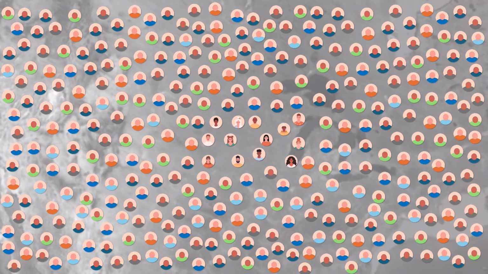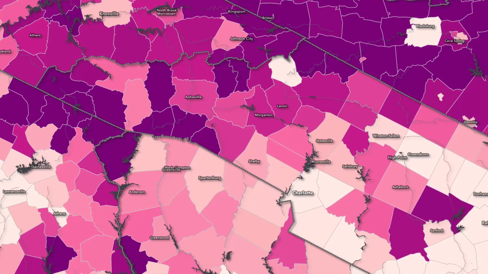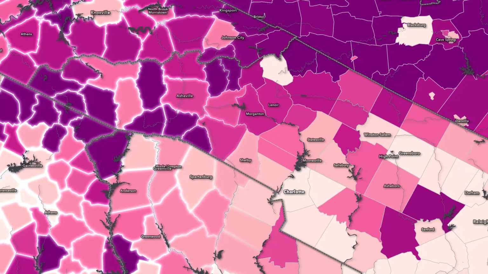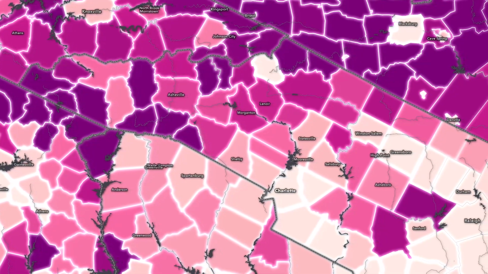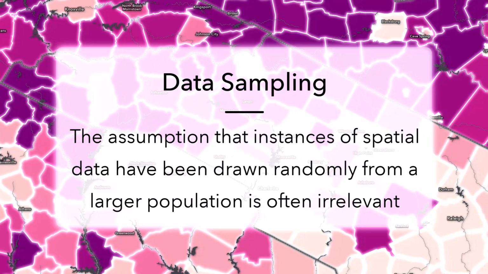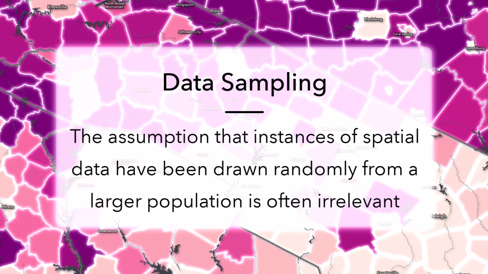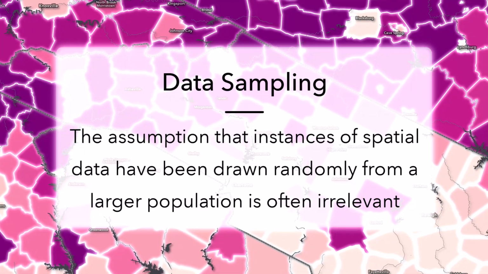But in many spatial applications, including the asbestos example, there is no question of reasoning from a sample to a larger population. Instead, every county has been analyzed. The assumption that instances of spatial data have been drawn randomly and independently from a larger population is often irrelevant. Another reason why spatial is special.